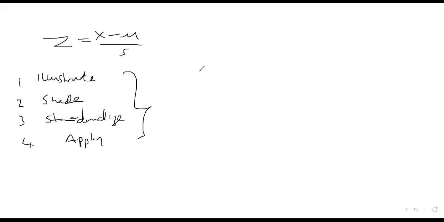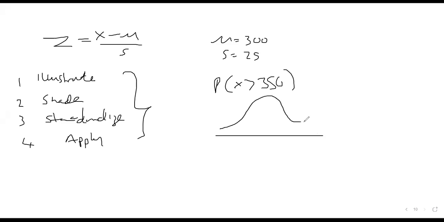So we're going to look at a question. For instance, if we're given an example where they have a mean of 300, and a standard deviation of 25, and we are told that this is a normal distribution. We are asked to find the probability of greater than 350, for instance. So using the steps there, we're going to illustrate. Our mean is 300 here, and our 350 is there. So greater means you're shading to the right.